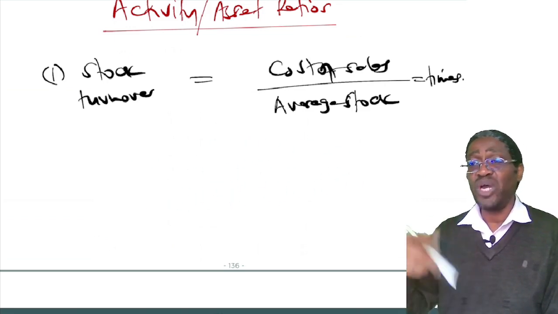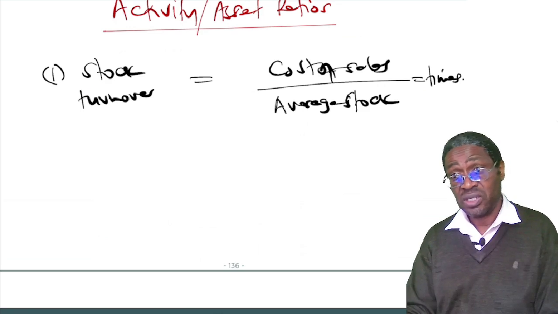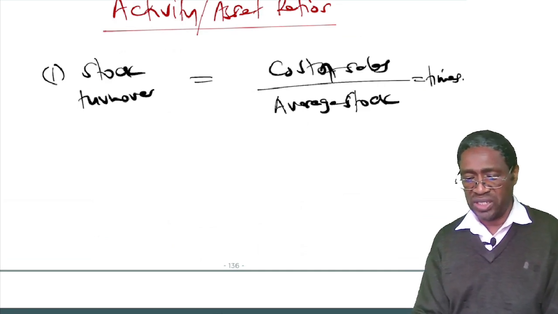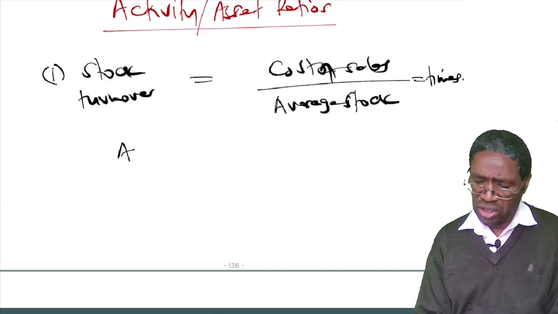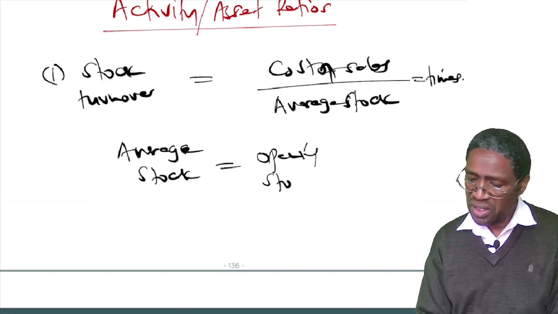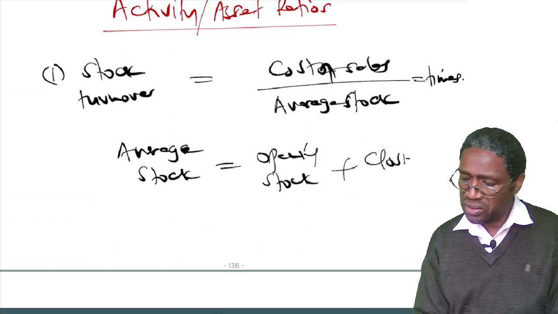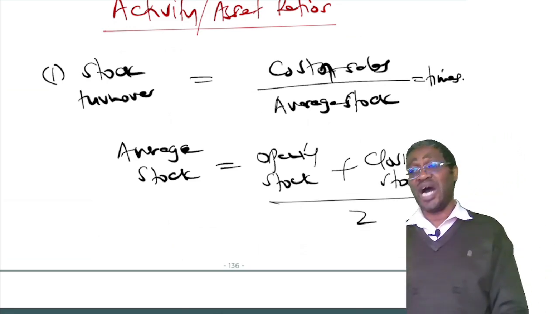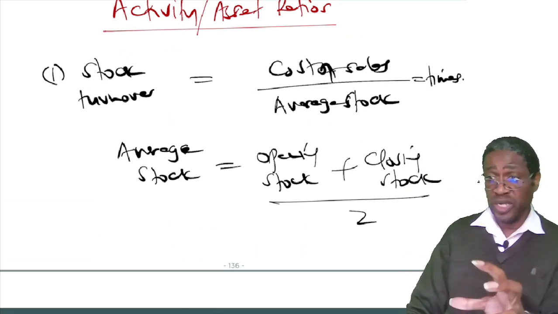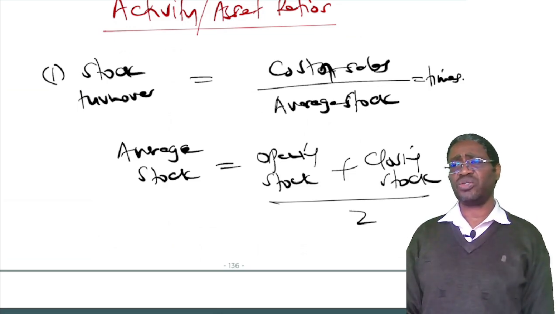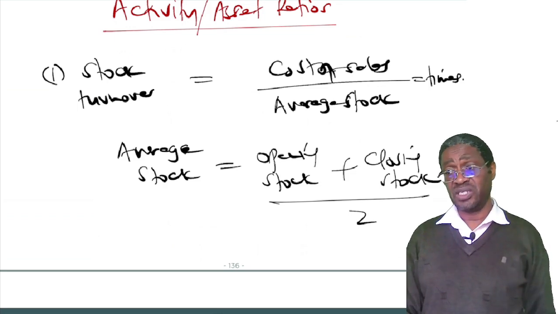Good. So that's the purpose or the indication of this: how many times are you able to turn your stocks into sales? And we are saying you get it by taking the cost of sales and dividing that by average stock. Listen, to determine the average stock, we normally take the opening stock plus closing stock, and you divide that by 2. That's how we normally get the average stock. Good. That's the first ratio which we are using under activity ratios.